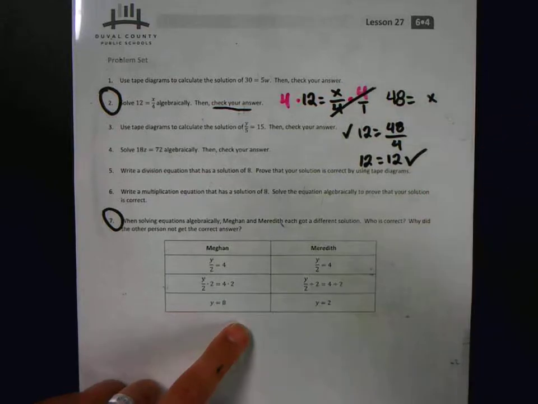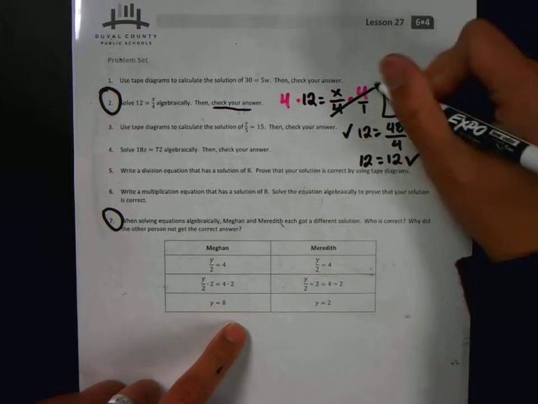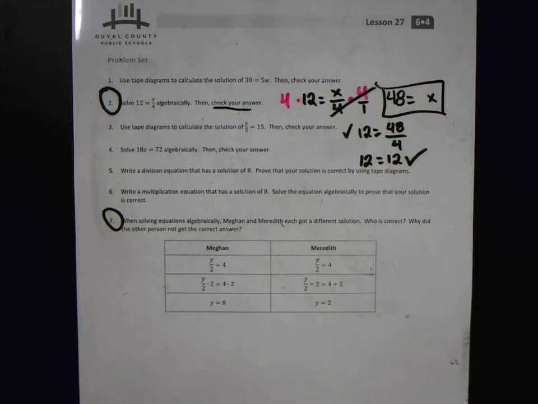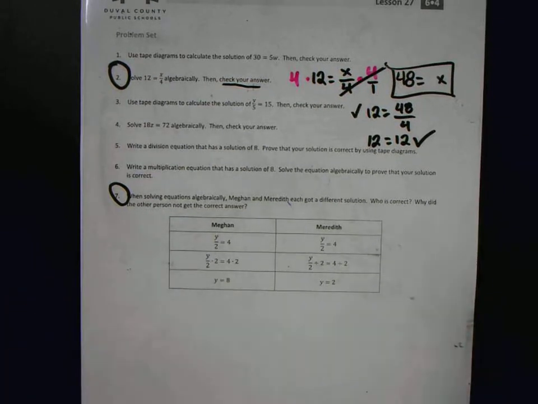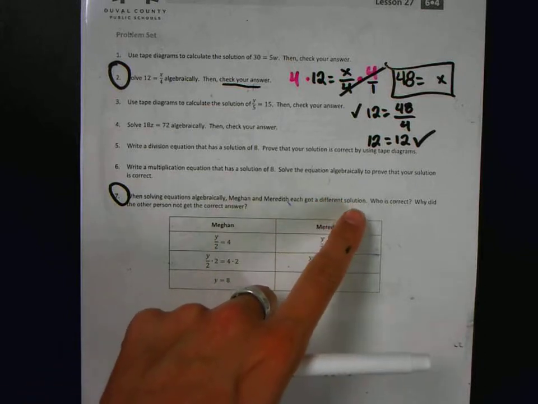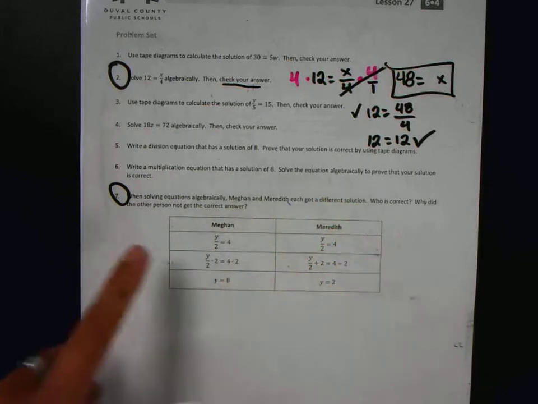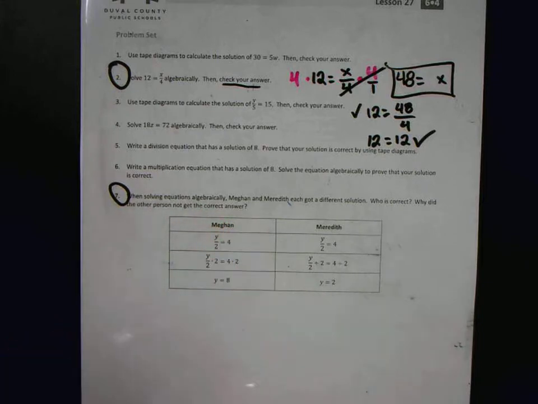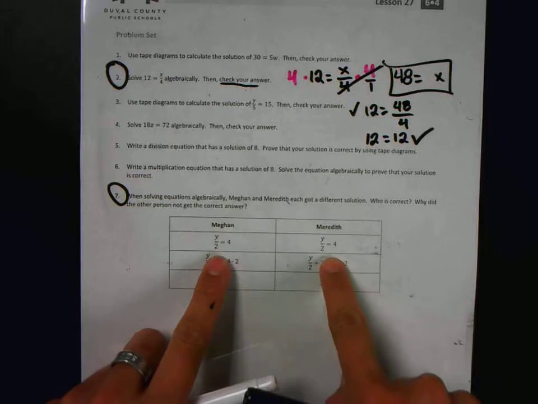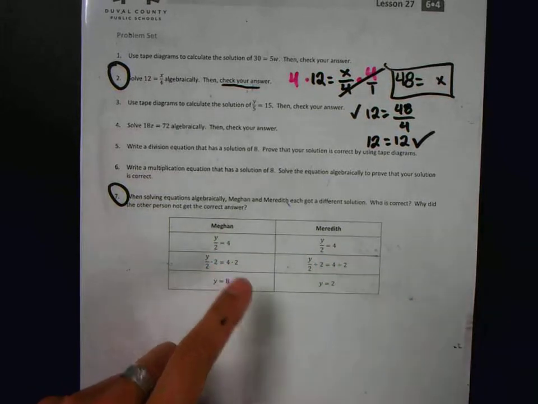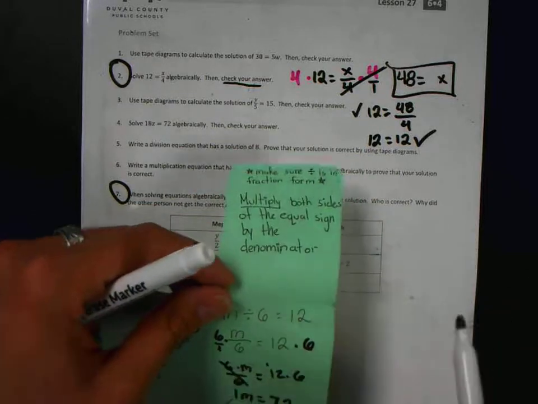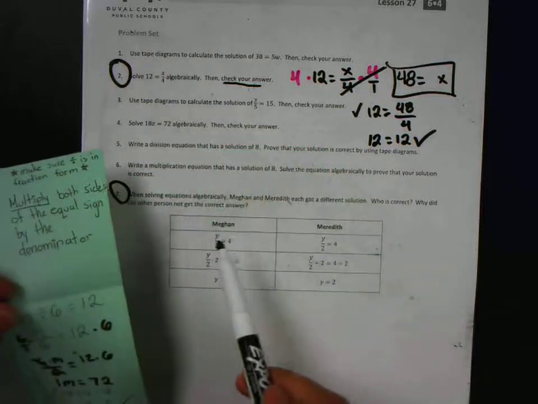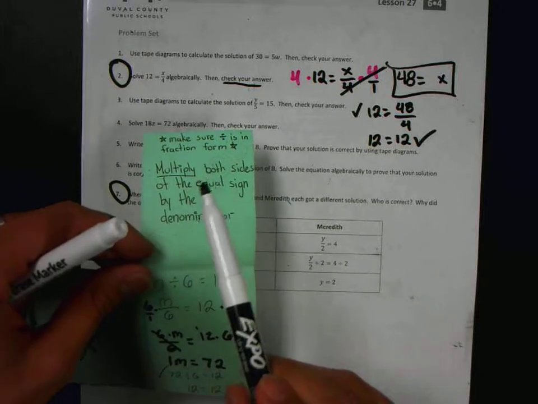All right, last part. Number 7: when solving equations algebraically, Megan and Meredith each got a different solution. Who is correct? Why did the other person not get the correct answer? Let's look at the problems here. Looks like they have the same problem, y divided by 2 equals 4. It looks like we have division, so let's look at our foldable for division just in case. It says to make sure it's in fraction form. They're both in fraction form, so we're good. It says multiply both sides of the equal sign by the denominator, so we're looking for our inverse operation of multiplication.